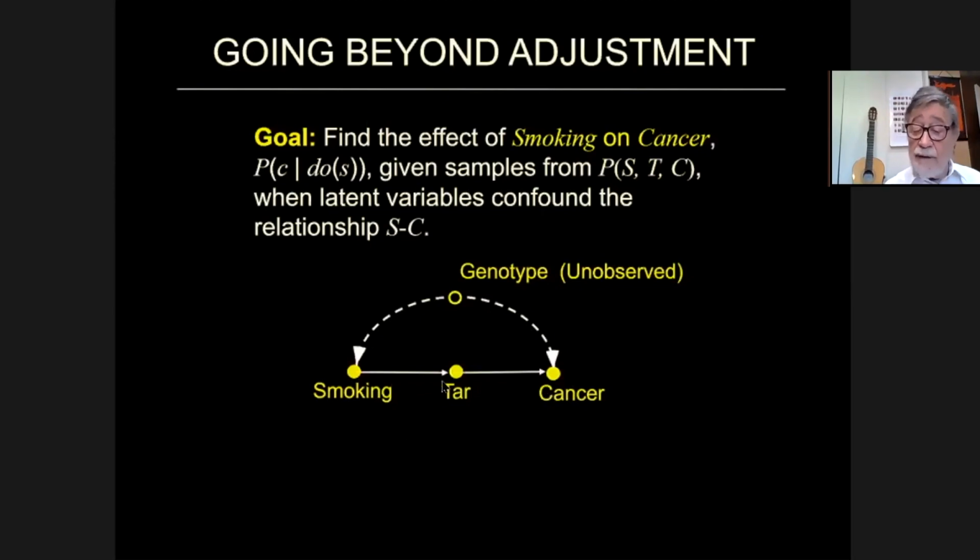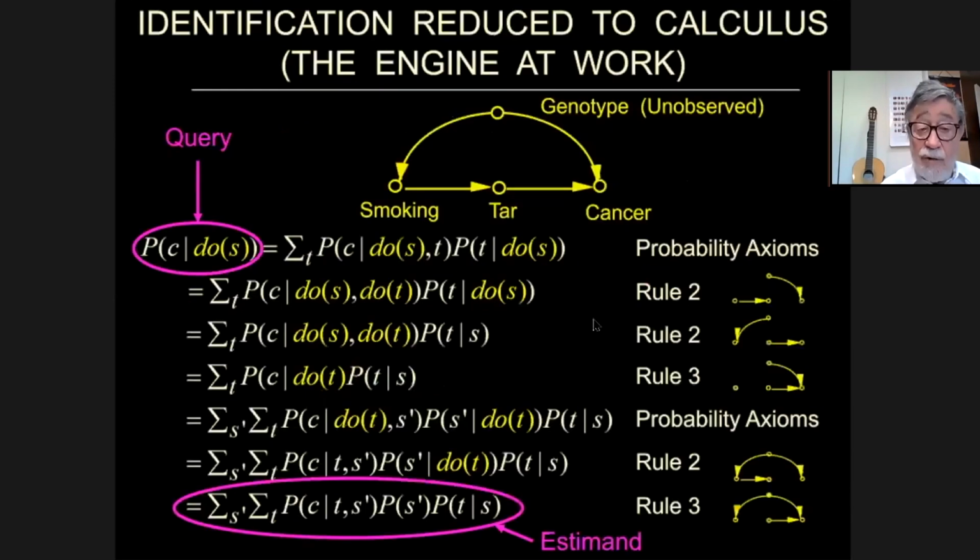But I have an intermediate variable here, tar. Can I use that measurement of the tar deposits to find out the effect of smoking on cancer? Well, look what we want to do here. We want to have a query which has a do in it, and we want an answer in terms of the joint probability of S, T, and C, without any do. So we need a calculus that will take away the do and convert it into an ordinary probability expression. It is available, and I can show you how it works.